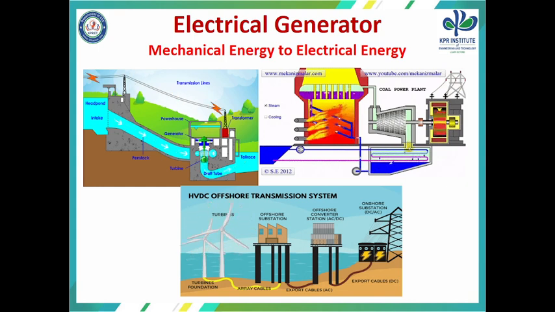Electrical generator. How do motor and generator differ? Mechanical energy converted to electrical energy is known as a generator, whereas in the case of a motor, electrical energy is converted into mechanical energy. Here they show various power plants.